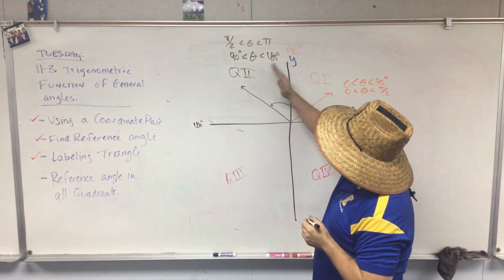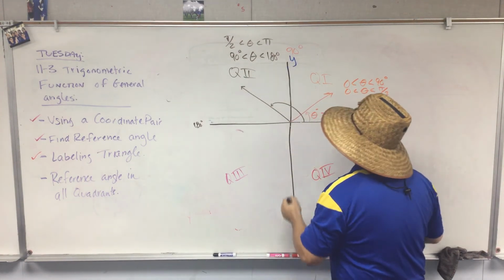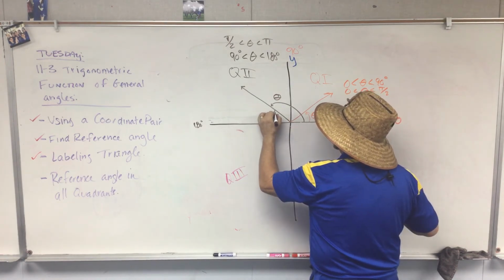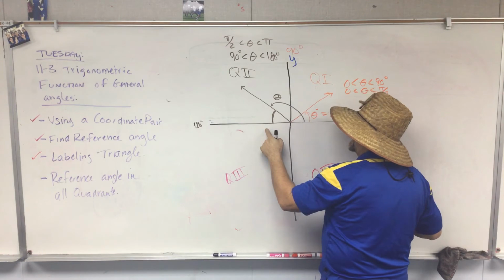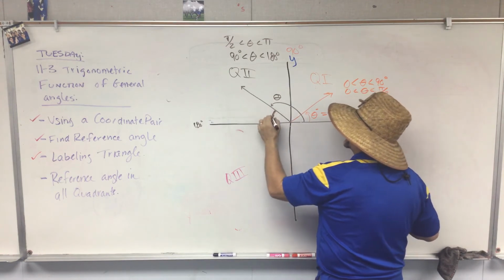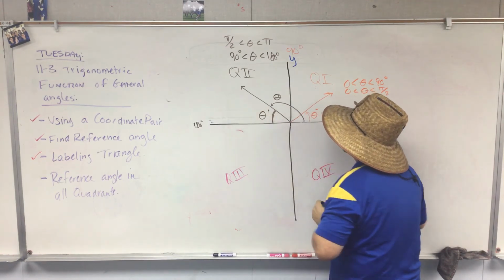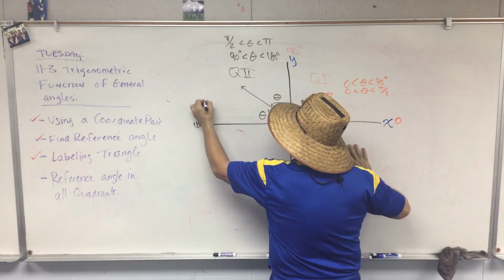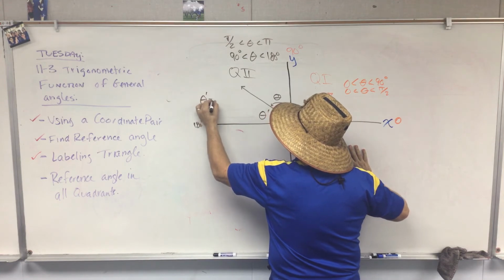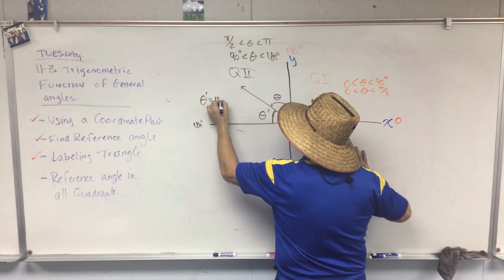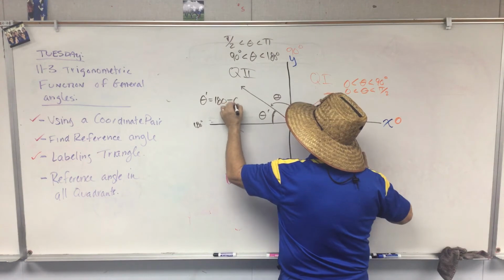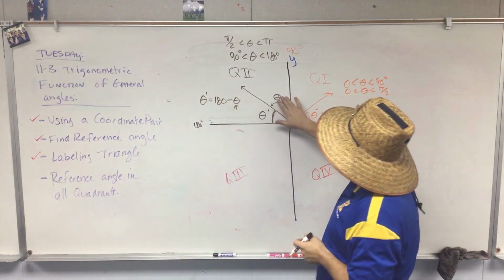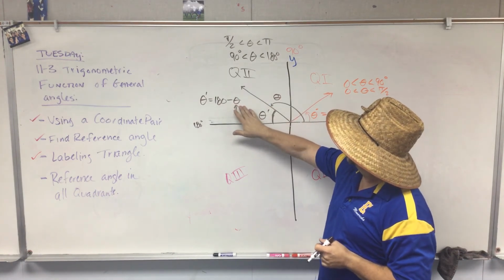Okay, so it's got to be between 90 and 180 degrees. This is my theta, here's my reference angle. Remember, the reference angle is always from the x-axis to the terminal side. So this is my reference angle. How would we calculate this? The reference angle is 180 degrees minus your standard angle. So if this was 120 degrees, it's 180 minus 120.